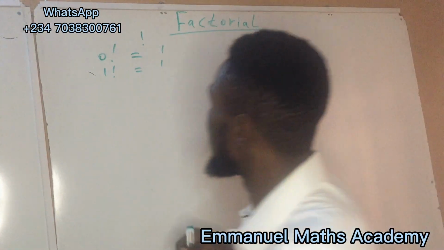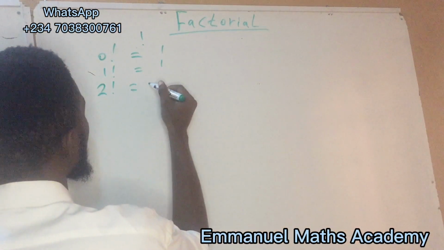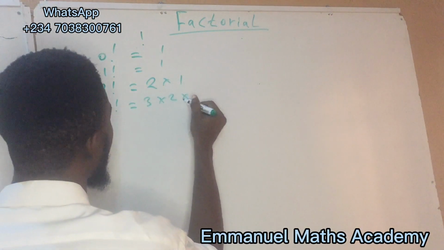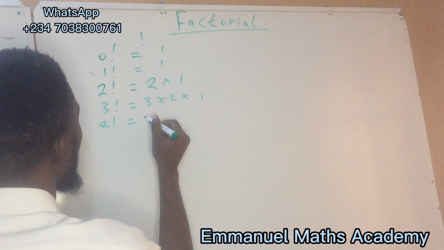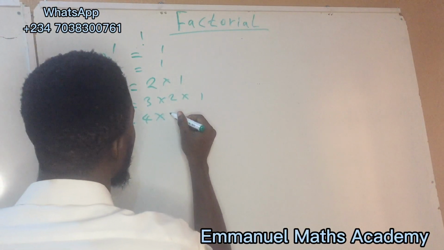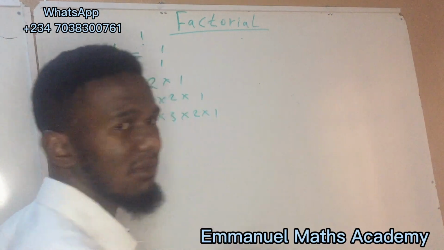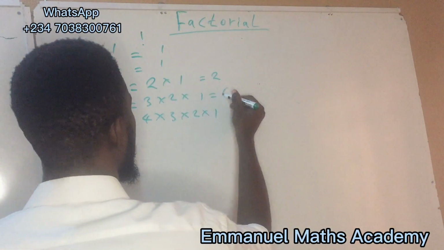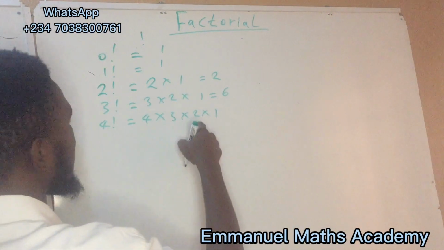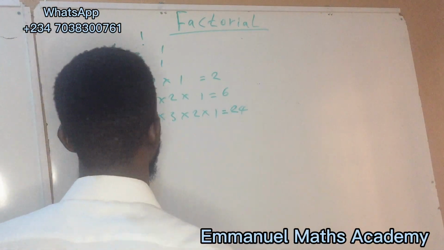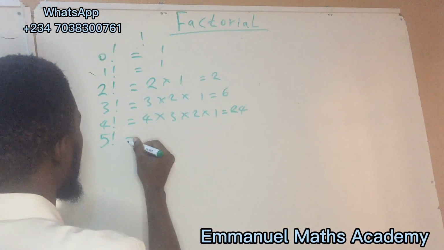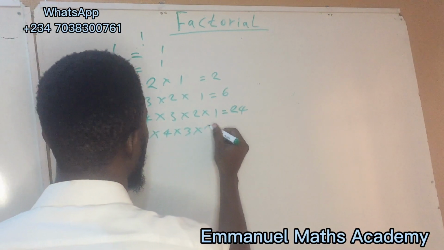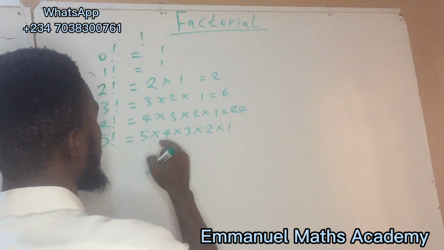Is that clear? Now, 2 factorial is equal to 2 times 1. Then 3 factorial is equal to 3 times 2 times 1. 4 factorial is equal to 4 times 3 times 2 times 1. Just like that. Then here we have what? 2 factorial is 2. Here we have 6. Here we have 24. Right? It means that 5 factorial will be 5 times 4 times 3 times 2 times 1, which will give you 120.